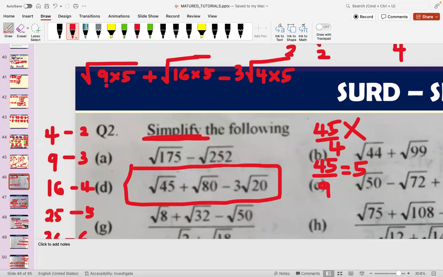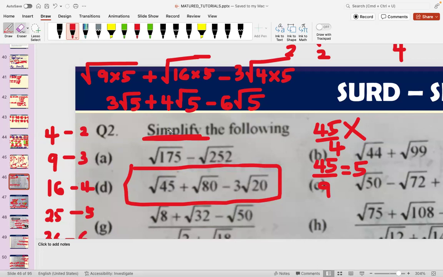Then we simplify the square root of 9, the perfect square, is 3. So you have 3 root 5 plus square root of 16 is 4. 4 root 5 minus square root of 4, but there's 3 here already. So the 2 will come and multiply the 3, and then you have 6. You have 6 root 5. So you see that after bringing all the perfect squares out, now we have root 5, root 5, root 5.